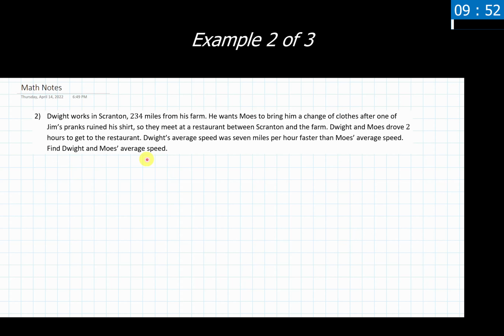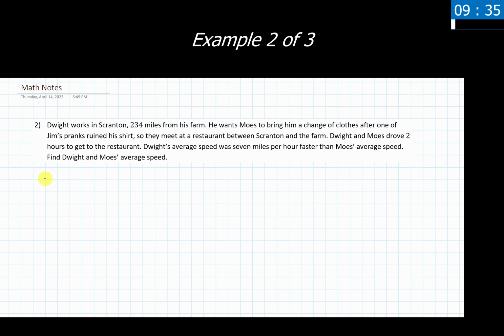Okay. Now I'm going to start with the picture for this problem instead of making the table. We are still going to make the table like we did previously, but I think the visual for this problem is a bit more necessary than the table at first. So what I'm going to do here, we got our two endpoints, and again, you're going to see super high quality drawing skills here on display. So we have Scranton, and we have the farm.